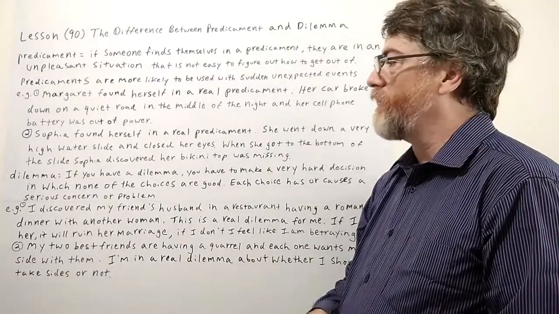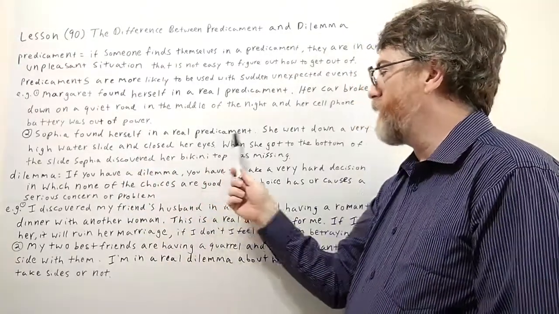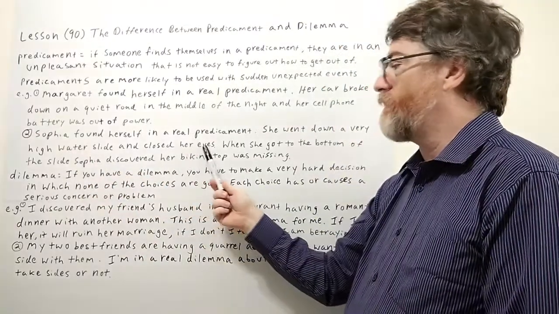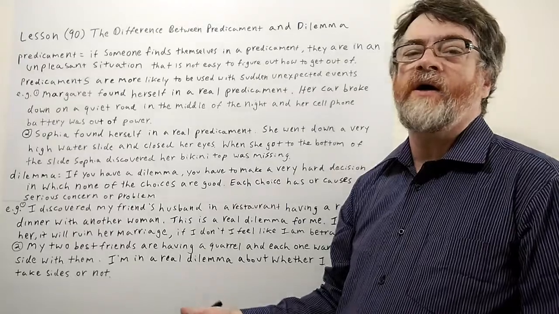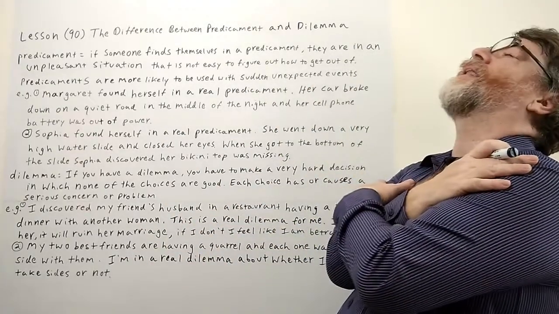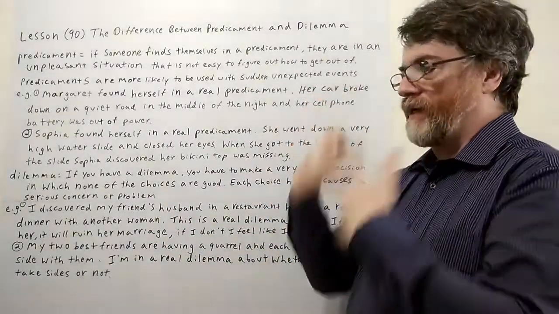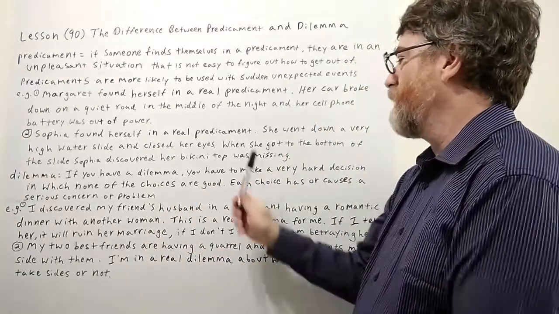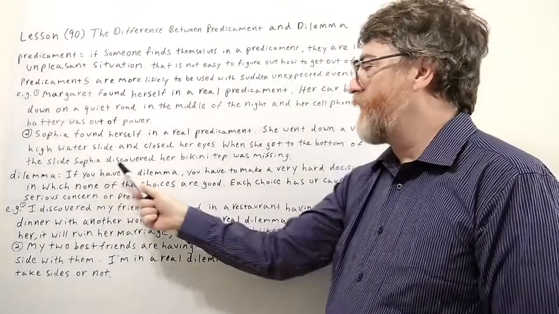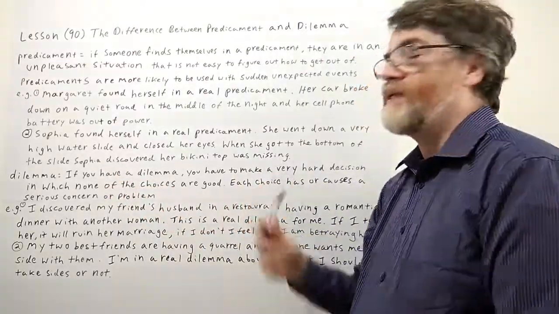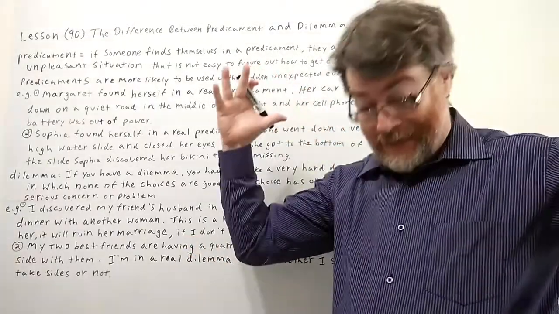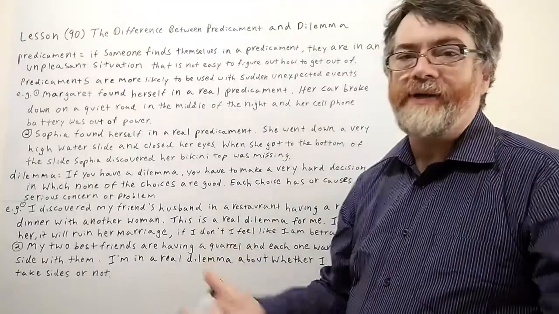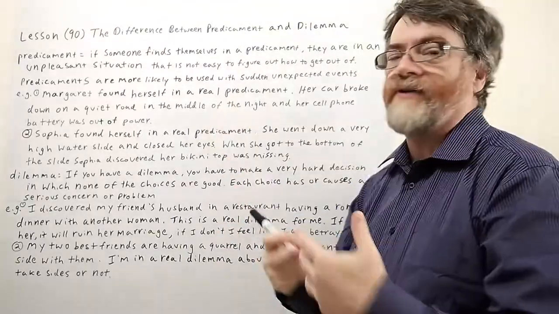All right, let's take a look at the second one. Sophia found herself in a real predicament. She went down a very high water slide and closed her eyes. Sometimes when you go down the water slide, they tell you to lie like this, go down really fast and long, and you're probably screaming as you go down. When she got to the bottom of the slide, Sophia discovered her bikini top was missing. It already happened. It's very sudden.